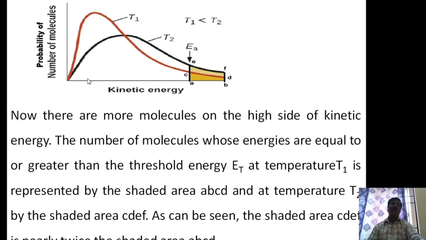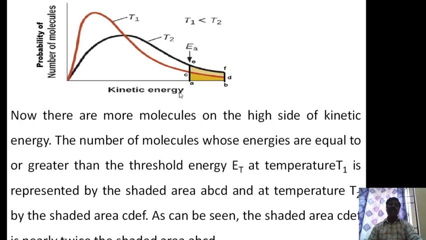Now, the most probable molecules will be there at the lower temperature here. As the temperature increases, the number of effective collisions increases, hence the rate of the reaction also increases. Here is the Maxwell-Boltzmann curve, the probability curve in which the molecules participate. At T1 temperature, the molecules follow this type of curve, and the area will be like this. Suppose we take the molecules here.